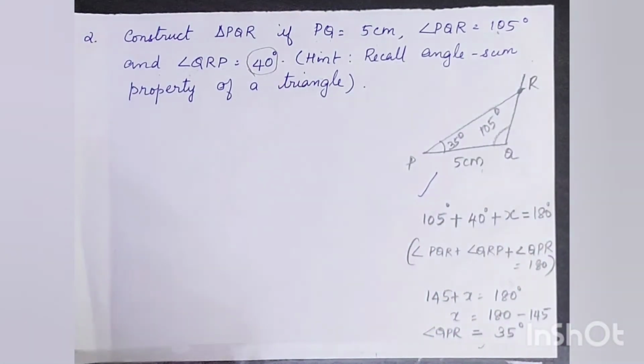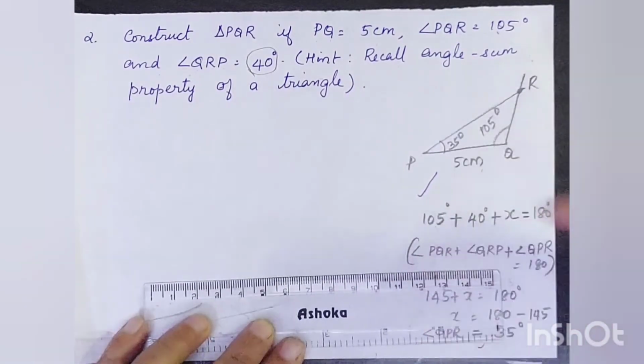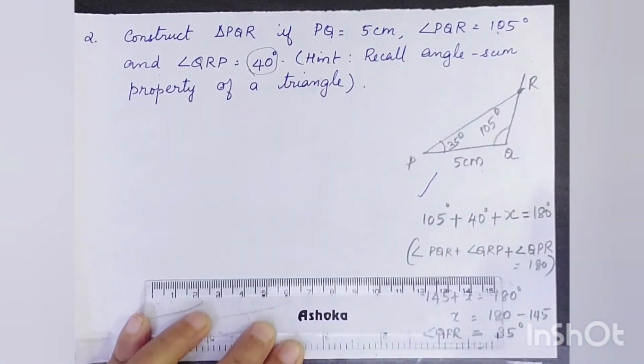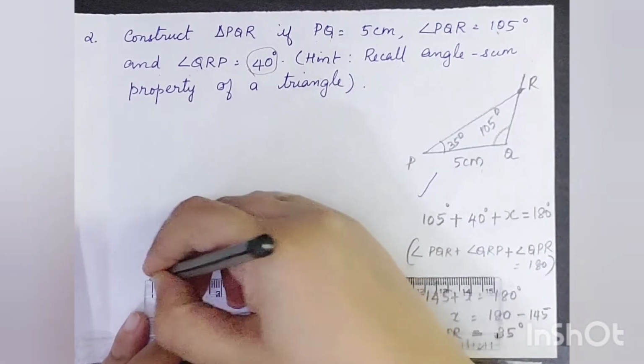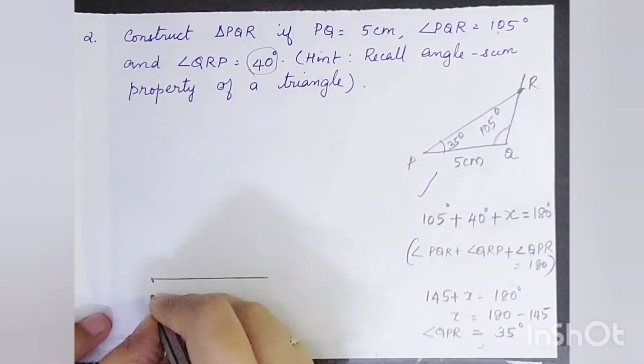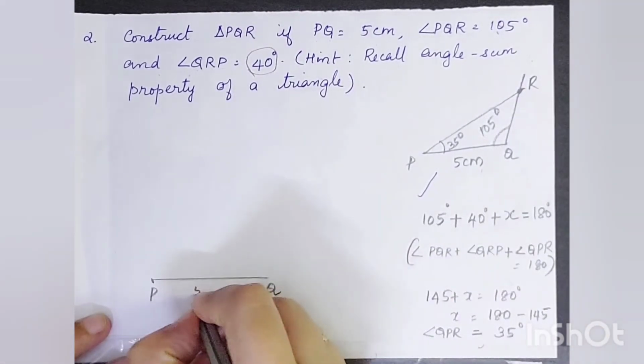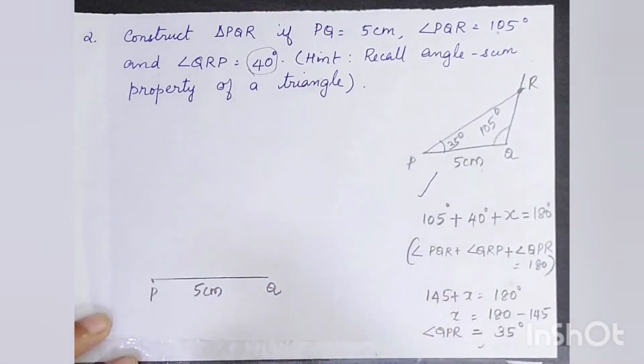So what is the first step? We have got the base, right? So what is the base length? 5 centimeter. So let's first draw the base. Base is equivalent to PQ. PQ is 5 centimeter. Let this be P, let this be Q. This is equivalent to 5 centimeter.